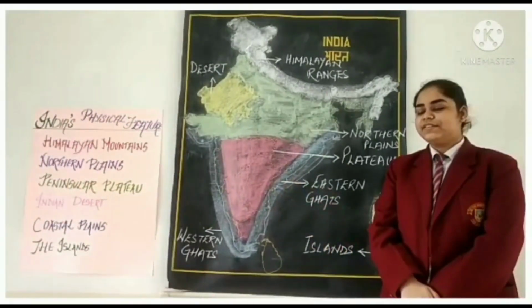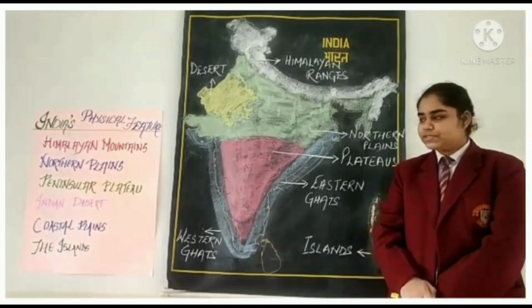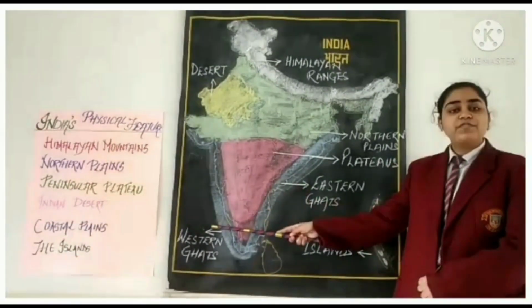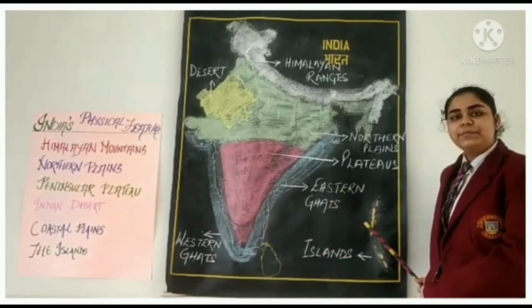The last physical division is islands. The islands are broadly divided into 2 groups. The first is Lakshadweep, which lies in the Arabian Sea, and the second is Andaman and Nicobar, which lie in the Bay of Bengal.